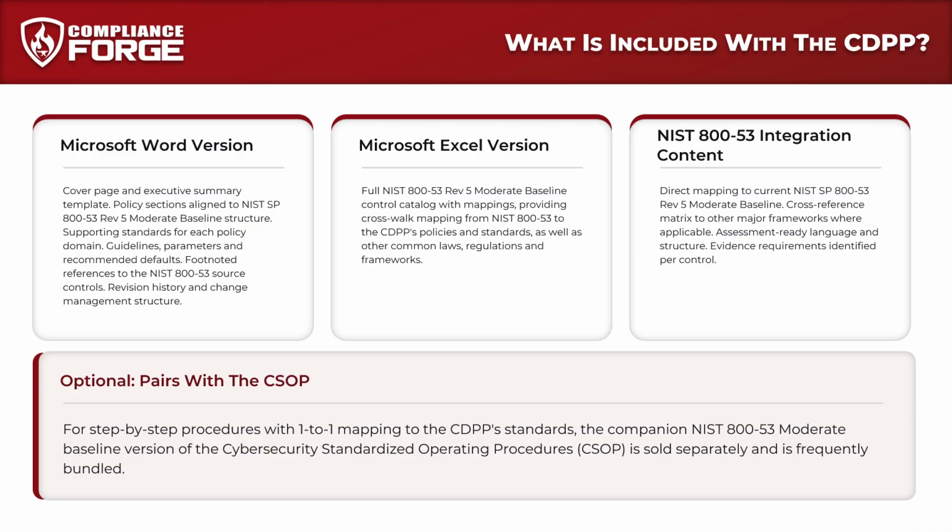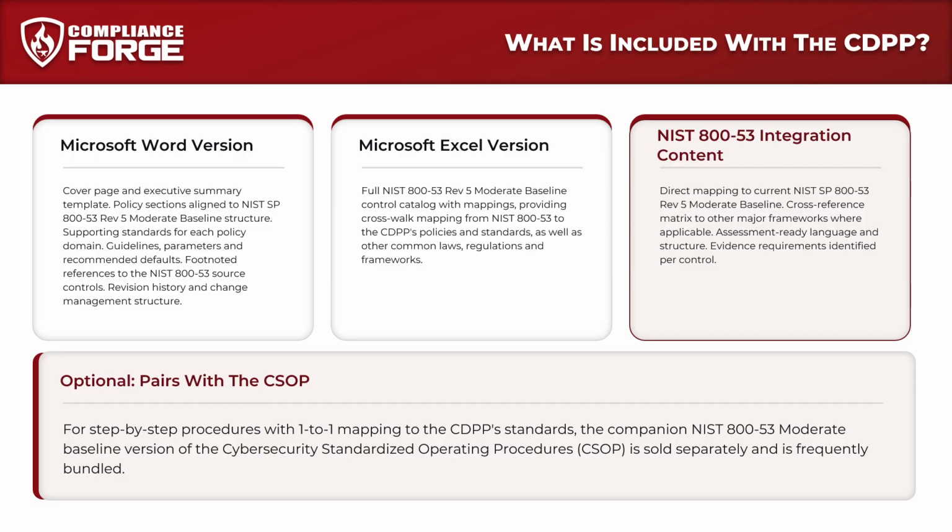Purchase includes a single entity license, the first year of product updates, and 4 content components. The Microsoft Word version: a cover page and executive summary template, policy sections aligned to the moderate baseline structure, supporting standards for each policy domain, guidelines, parameters and recommended defaults, and footnoted references to the NIST 853 source controls. The Microsoft Excel version: the full moderate baseline control catalog with mappings, providing crosswalk mapping from NIST 853 to the CDPP's policies and standards, as well as other common laws, regulations, and frameworks.